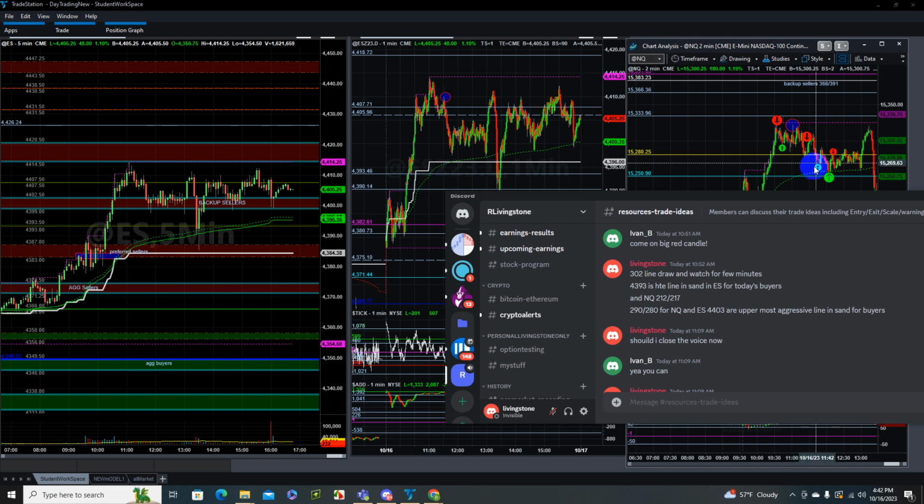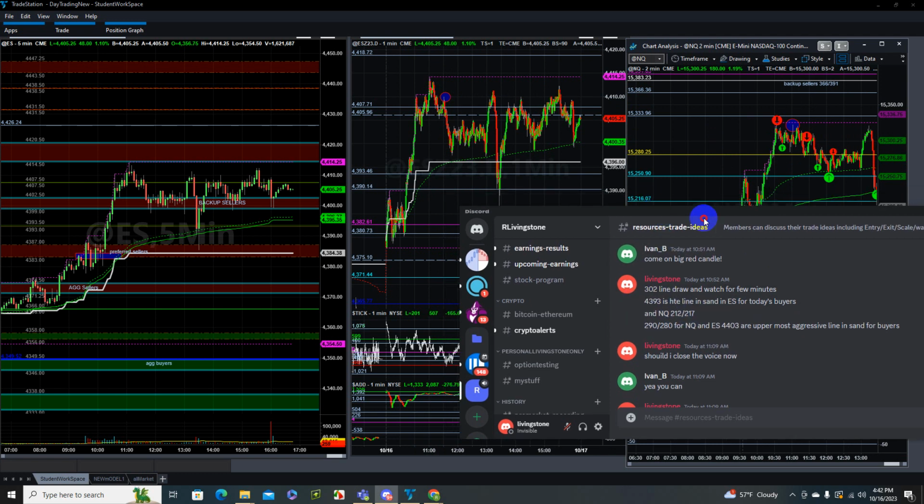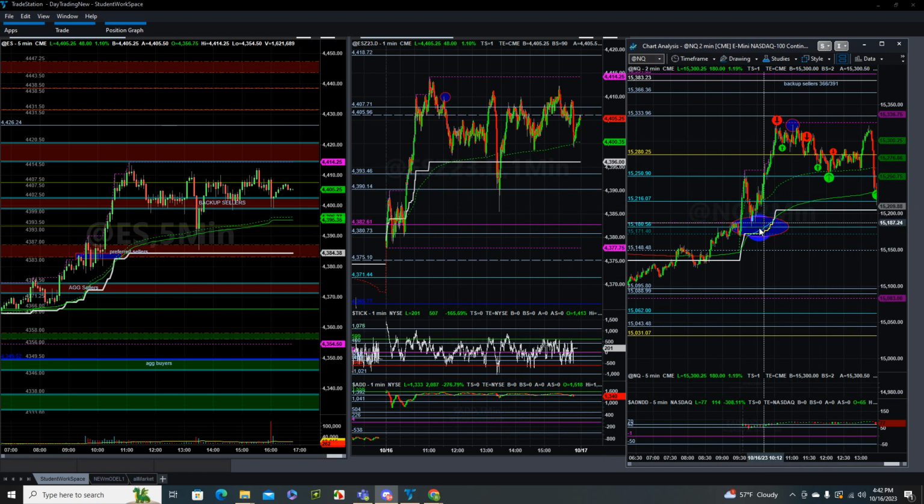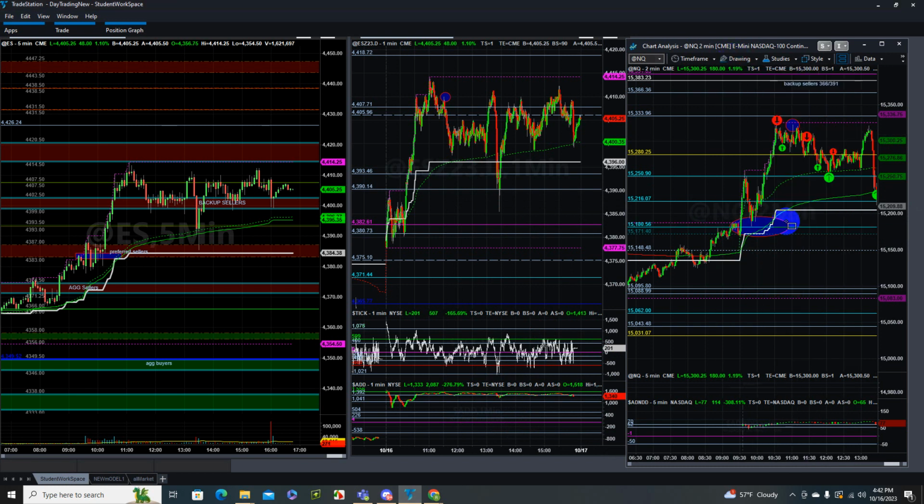You short it, you target the lower area, which for ES 93 is the line in the sand for today's buyer, right? NQ 212 to 17. See, at what time did I say that? 1052, correct? Now look, 1052, which is here, right? I said 212 to 17, which is right into this area. ES I said 93, right? Which is this area.